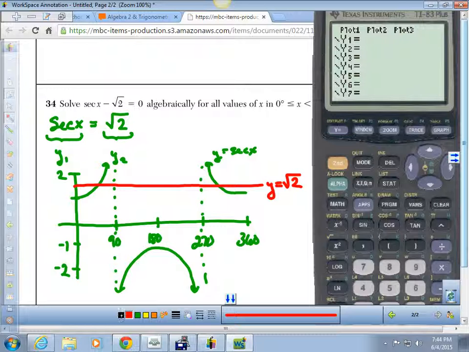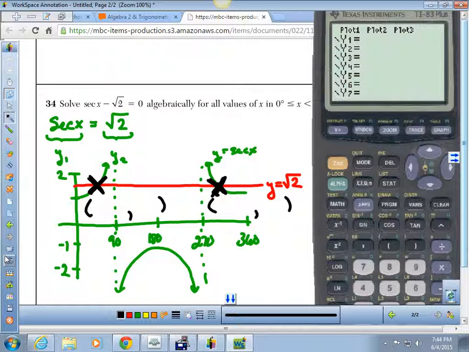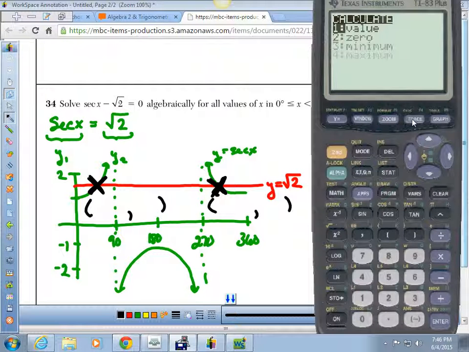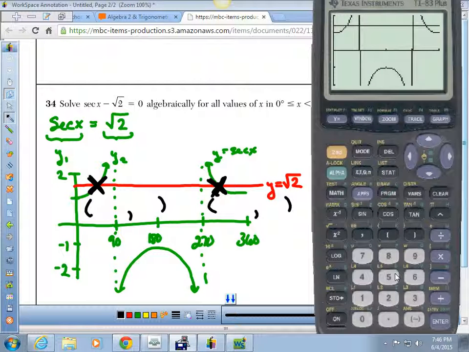And then what I'm going to do is, with a nice big clear X, indicate the two spots where they intersect. And then I am going to provide the coordinates of the points where they intersect. And how are we going to find those points? Second, trace. Option number 5, intersection. Okay.